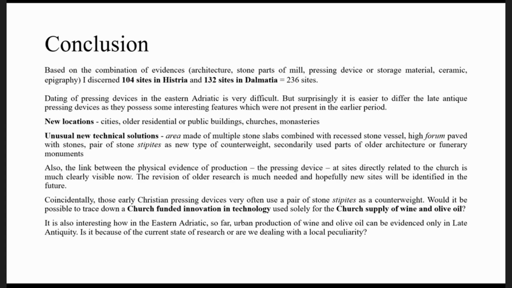Another interesting thing is that in the Eastern Adriatic, so far the urban production of wine and olive oil can be traced only in late antiquity, which is quite starkly different to all other parts of the Mediterranean, where urban presses are present also from the late Republican and early imperial periods. So the question is, is it because of the current state of research? Especially in Dalmatia, we don't have many recent excavations, especially not in the urban context. Or is it another local peculiarity, because the Eastern Adriatic so far is very peculiar, especially in the context of the production of wine and olive oil? So we will see how it goes.